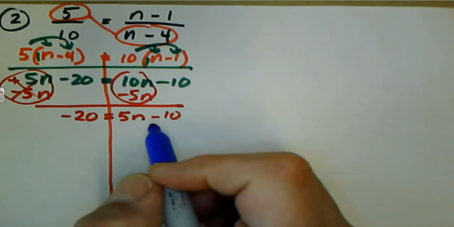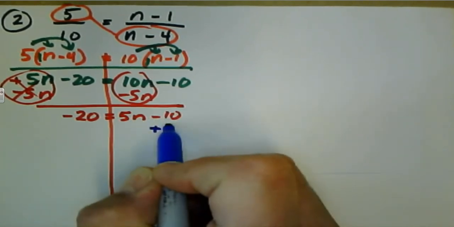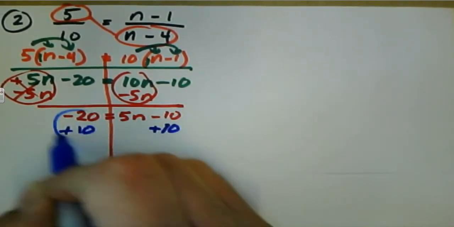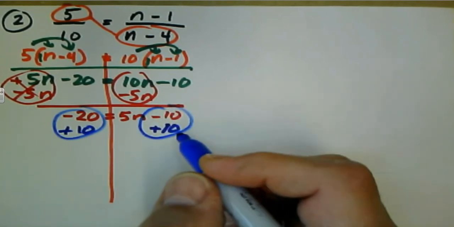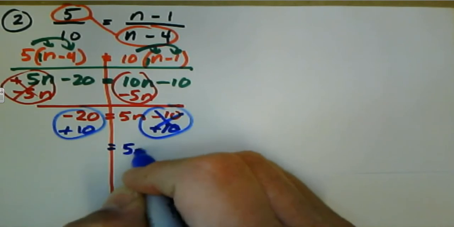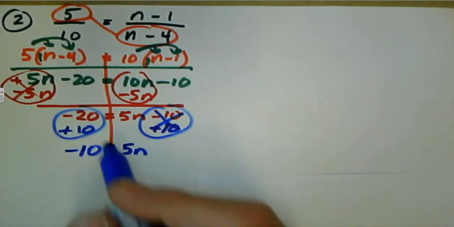Our next step is to remove what's added or subtracted to the variable. There's the variable. It's minus 10, so that's what's added or subtracted. It has to be subtracted. Since it's being subtracted, we're going to add. If we do it on one side, we must do it on the other. Our 10's are gone. We're left with 5n. Negative 20 plus 10, negative 10.